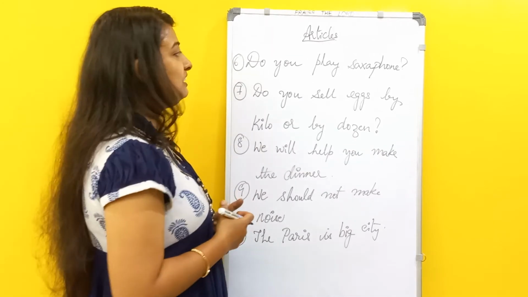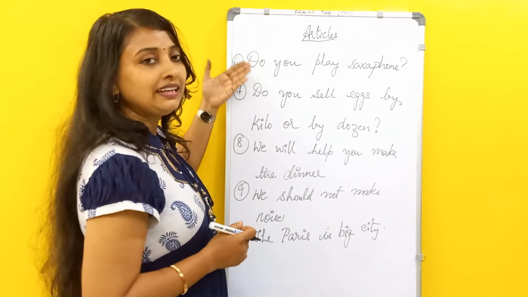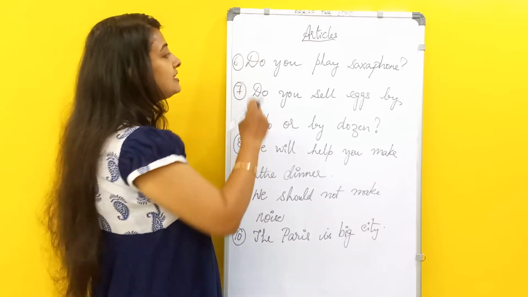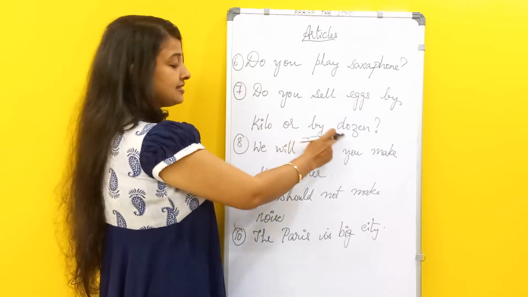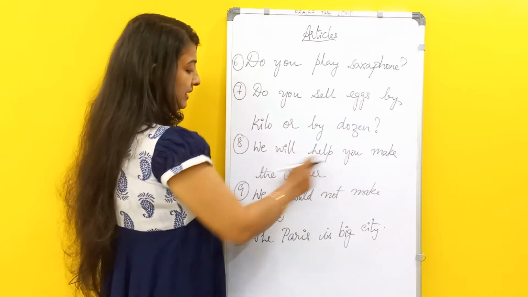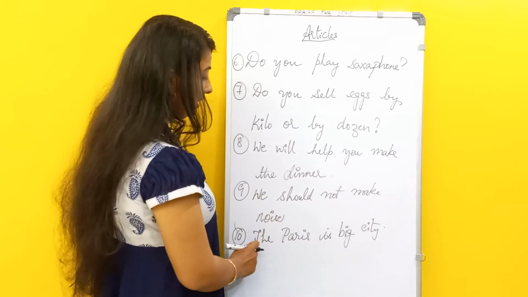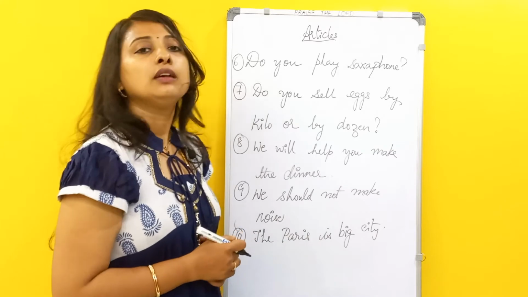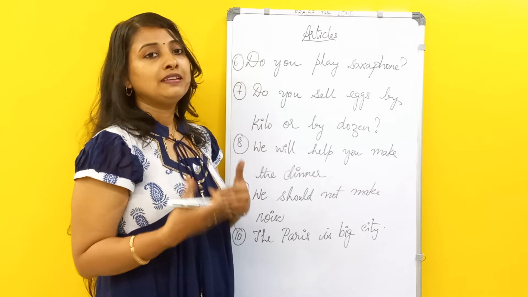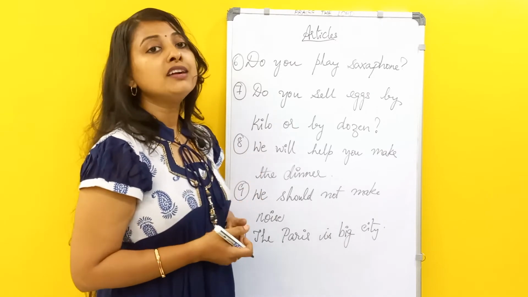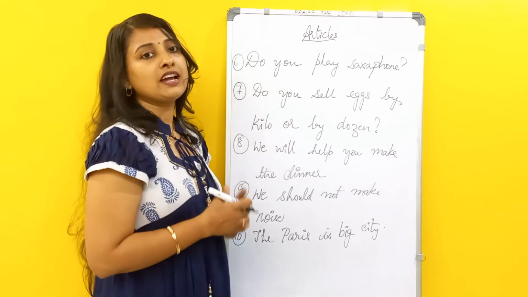Okay, welcome back again. So we have seen 5 sentences, right? Now here again I have written 5 more sentences. Do you play saxophone? Do you sell eggs by kilo or by dozen? We will help you make the dinner. We should not make noise. The Paris is big city. Now just go through all these sentences and try to think how many of them are correct and how many of them are wrong. We will check one by one like we did in the previous set of 5 questions.